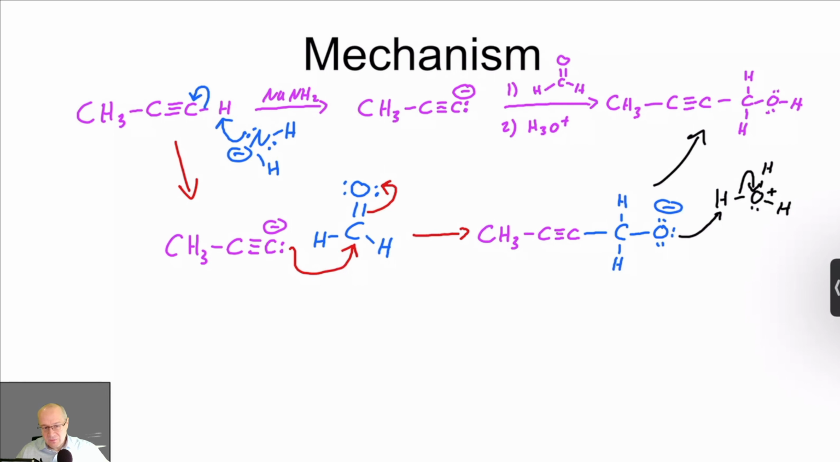Now all we got to do to make secondary alcohols is use another aldehyde that's not formaldehyde. So that's how you make primary alcohols. Let's take a look at how you make secondary ones.